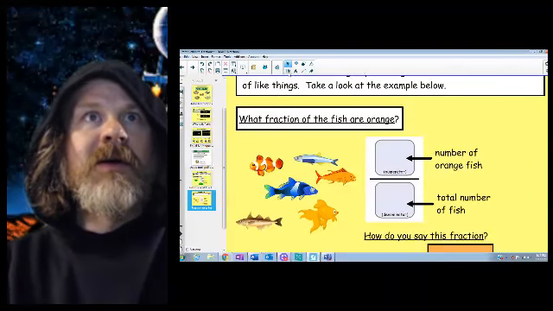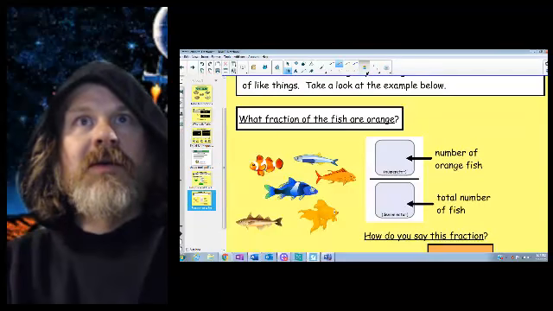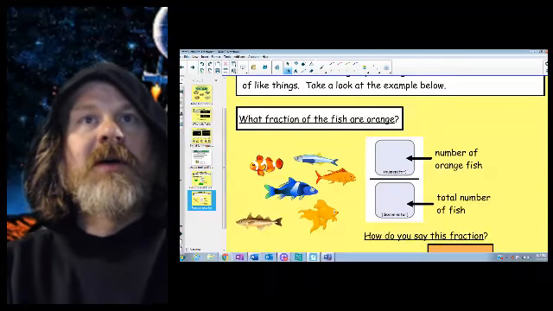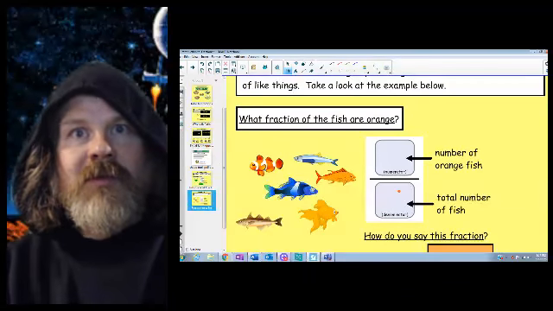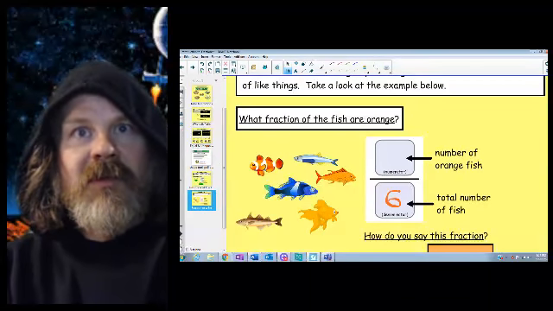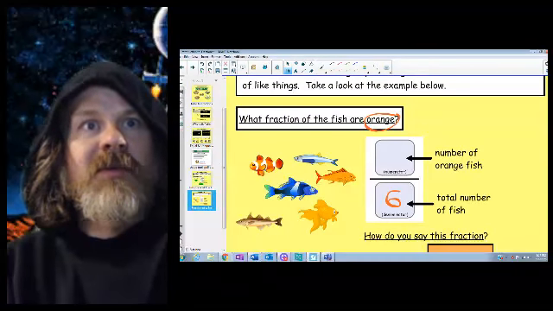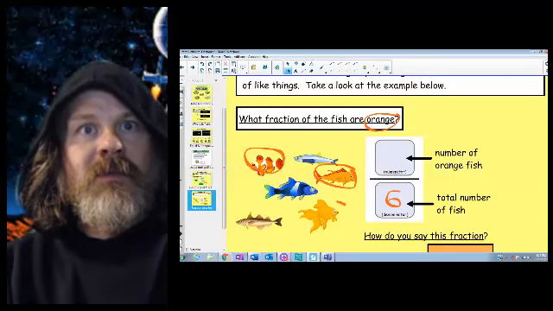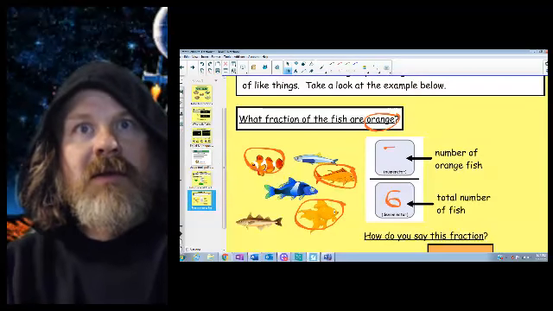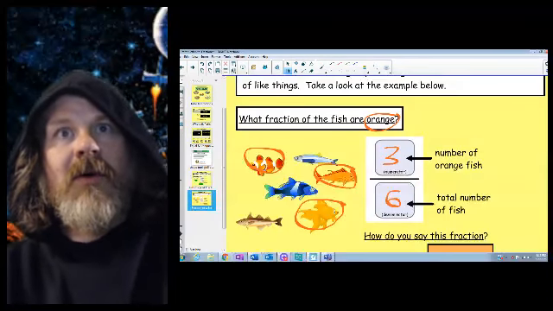We have, let's go with a color here. Let's make it orange. We have 1, 2, 3, 4, 5, 6 fish. So their total number of fish is 6, and they're asking us to find out how many of those fish are orange? Well, we have 1, 2, 3. 3 of the 6 fish are orange.